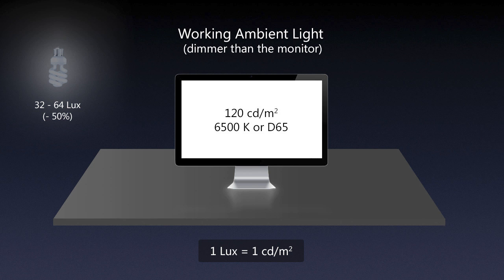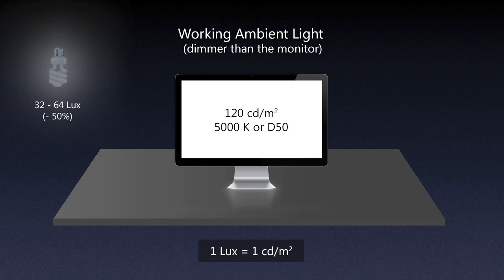Now, something you might do in that case is use a hood for your monitor to protect it from the ambient light spilling over into your monitor. But let's say you're working with D65 on your monitor, you might have that kind of light bulb for your working environment.